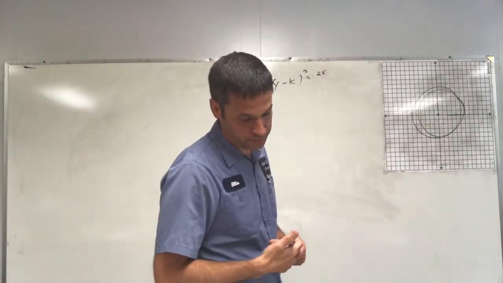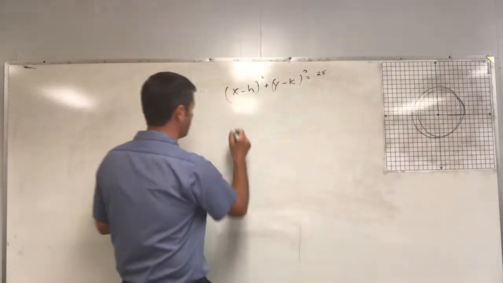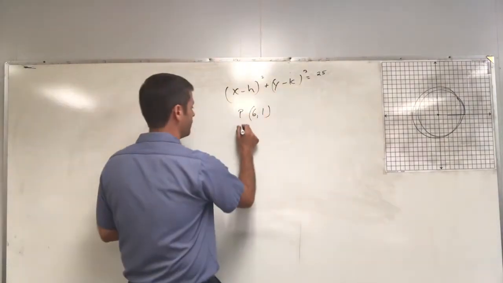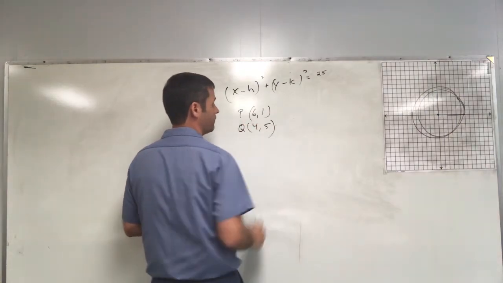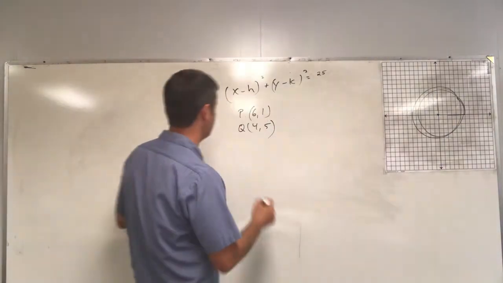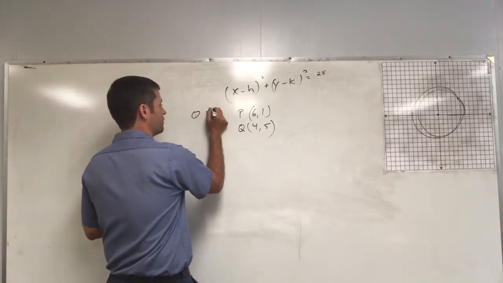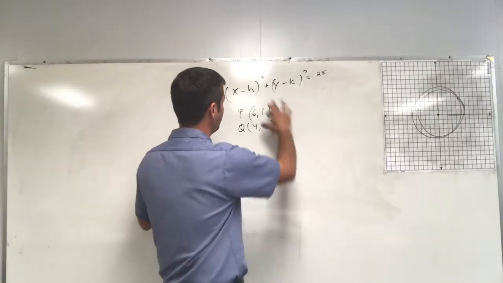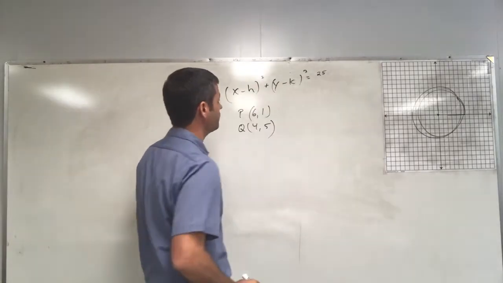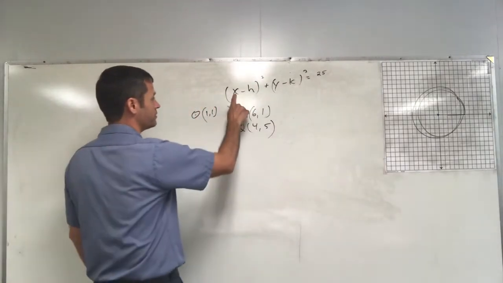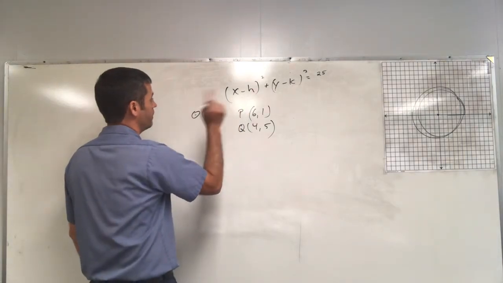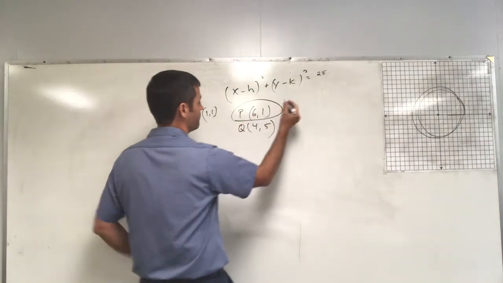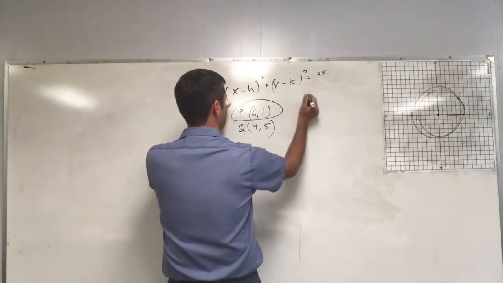And then you're going to put in the points 6 and 1. P is 6 and 1, and Q is 4 and 5, and the center of the circle is at 1 and 1. So use these points in here and verify that they all equal 25. The way you do it is get your x and your y. So we're going to try it for this point.